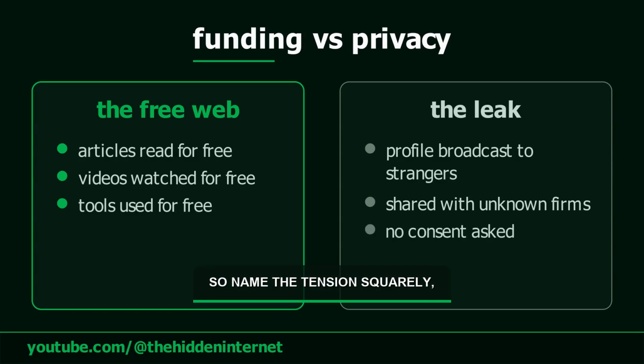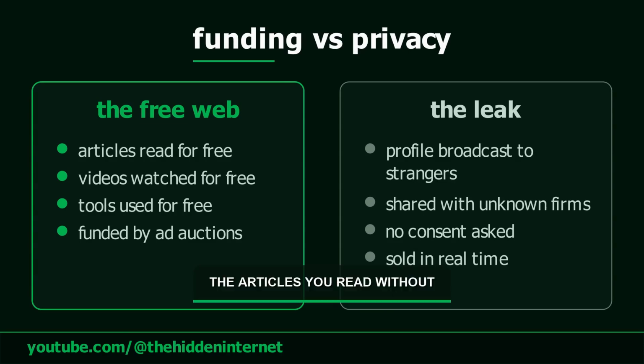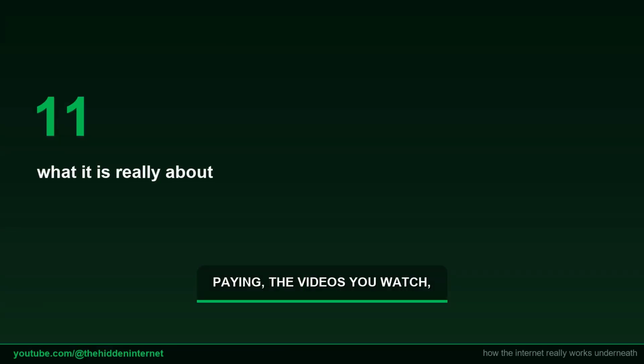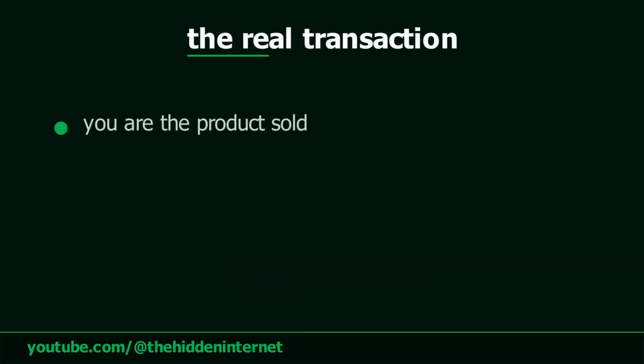The double edge, so name the tension squarely, because there is a real one. On one face, this half-second auction is the financial engine of most of the free internet. The articles you read without paying, the videos you watch, the tools you use for nothing are very often funded invisibly by this marketplace filling these slots. Take it away, and much of what people expect for free would have to be paid for some other way, or would simply disappear.